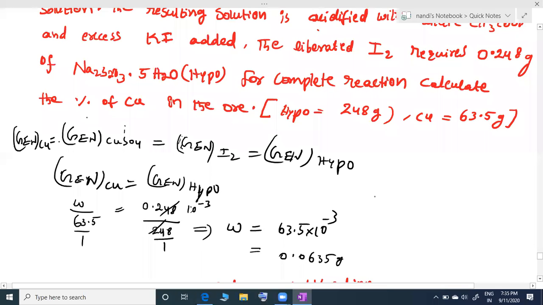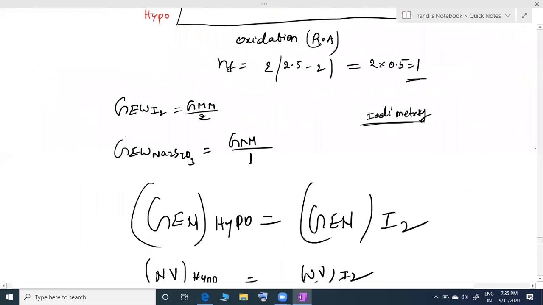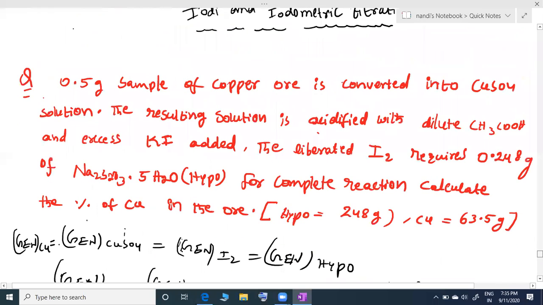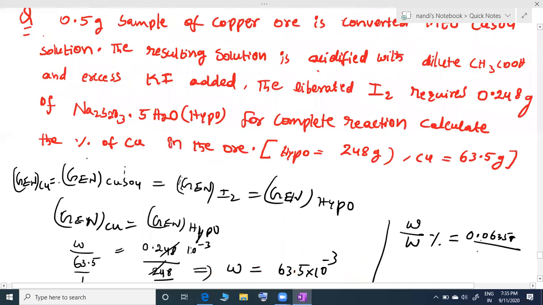0.0635 grams. Then they are asking for percentage, and when we get percent, that is W by W percentage, of a pure sample. So we calculated the weight as 0.0635 grams, by the initial weight. How much did they give here? I think 0.5 grams. You can find out. A 0.5 gram sample of copper they are taking. So you can use here 0.5 into 100. By solving this, we will get approximately 12.7%.